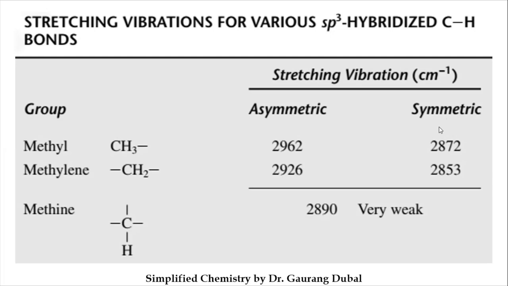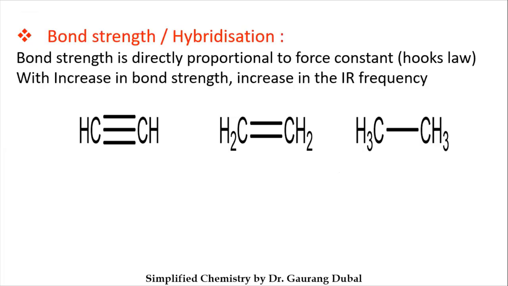The same also applies to symmetric stretching vibrations. The methyl group shows 2872, methylene shows 2853, and the very weak one is for methine. So the concept is that the methyl symmetric or asymmetric stretching frequency must be higher than methylene, and the methylene frequency must be higher than methine. This is the basic concept you have to maintain when interpreting the spectra.